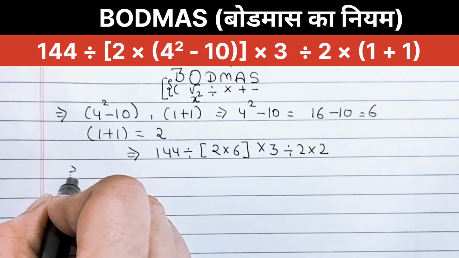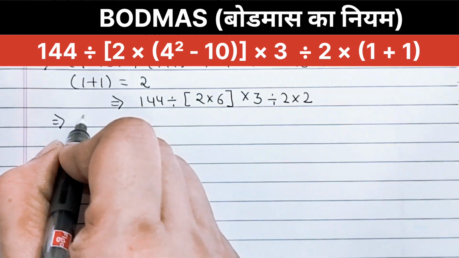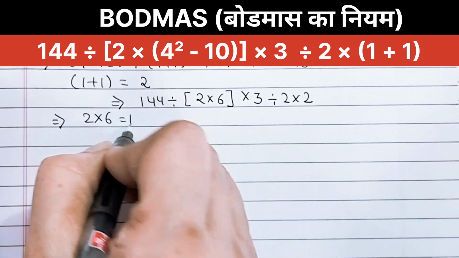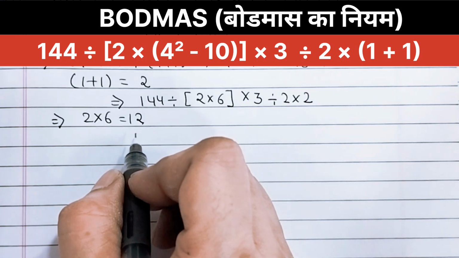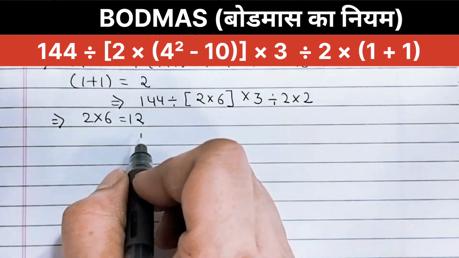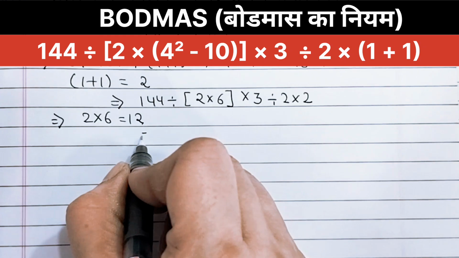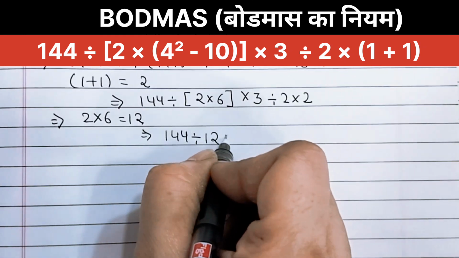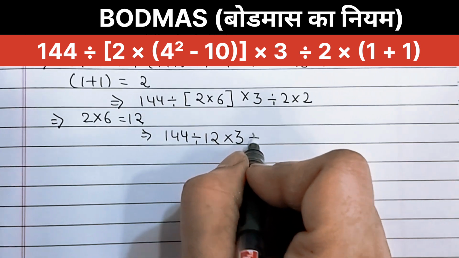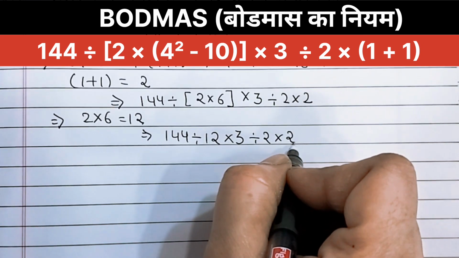Now solve the second step. Step 2 says 2 multiplied by 6 equals 12, and according to this step, we continue resolving the remaining grouping symbols before moving to outside operations. So now the expression becomes 144 divided by 12 multiplied by 3 divided by 2 multiplied by 2.